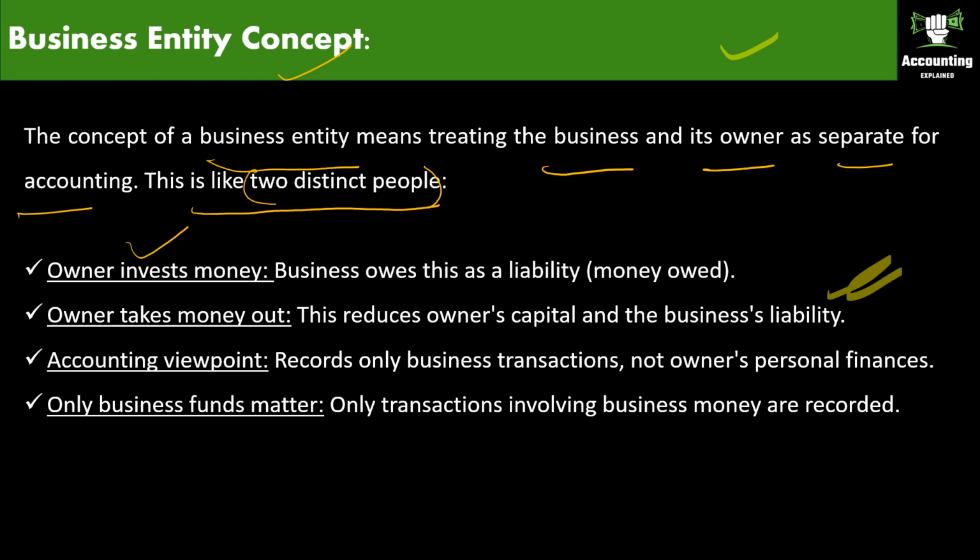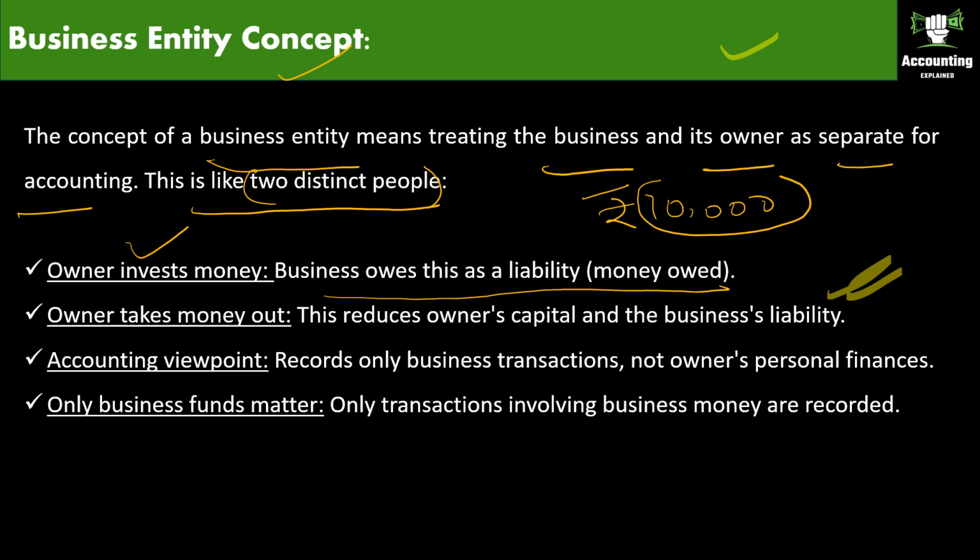Owner invests money. Business owes this as a liability, that is money owed. Imagine your dad started the business with 10,000 rupees and he has invested this money in the business. This 10,000 is considered as a loan from the store's point of view. So it is considered as a liability. The meaning of liability is money owed.